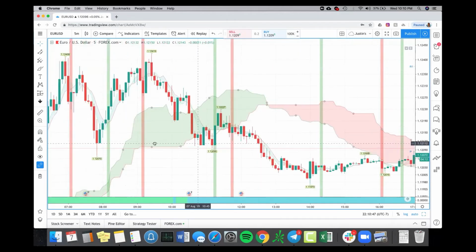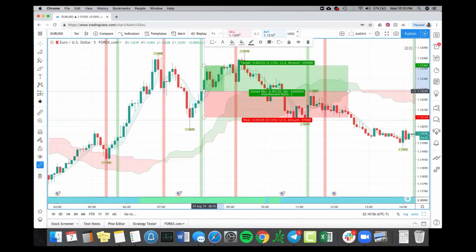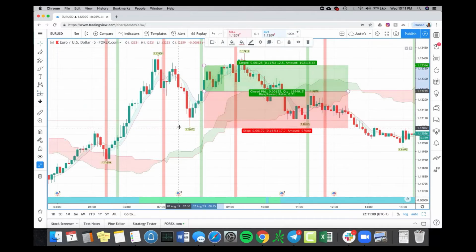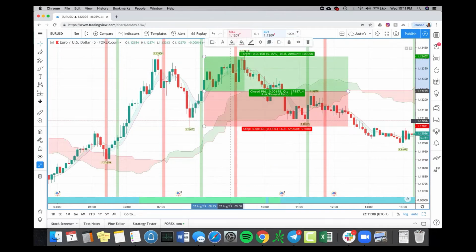So say if you wanted to scalp this, you would have entered right here. You would do the same exact thing, just on a shorter time frame. So you would have entered on this one right here, and your stop would have been about 16.8. And then you would have won right there.